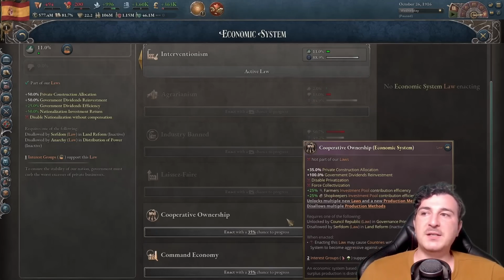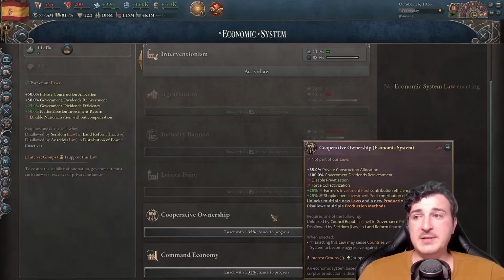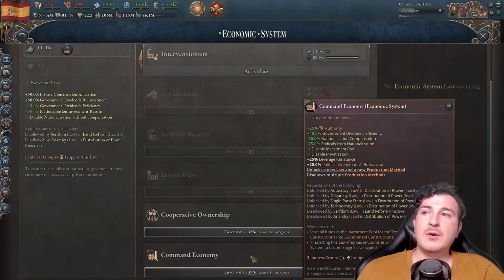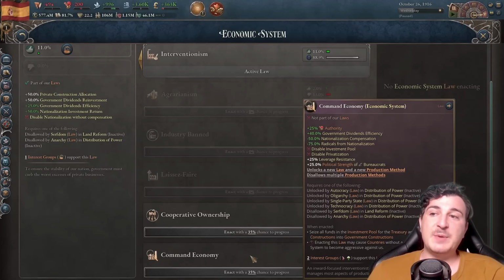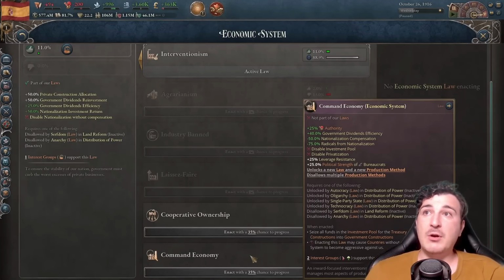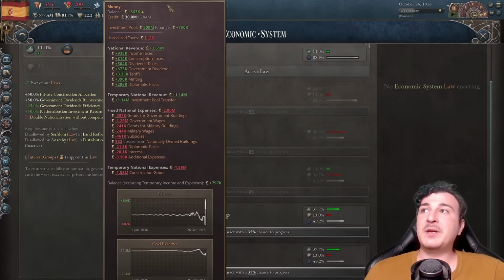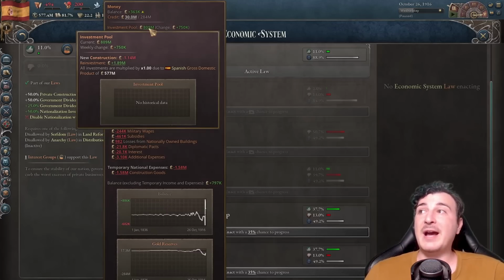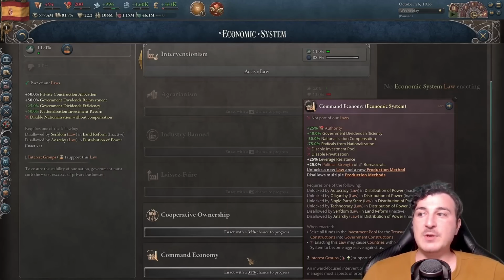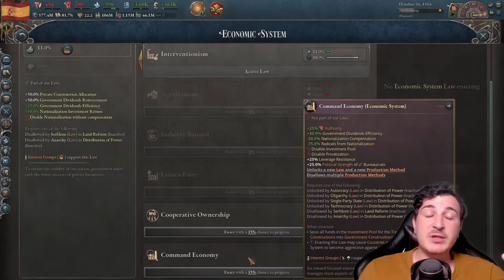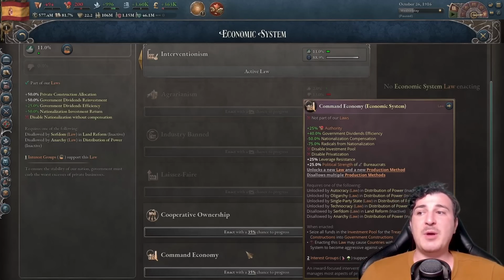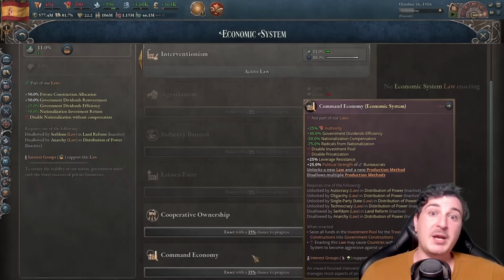Cooperative ownership is basically the communist version of an economy, not the greatest of ones. And then command economy is where you essentially take direct control of the entirety of the economy, and all of the funds in the investment pool will be taken by the government. So in my case here, I've got 809 million in the investment pool. I would get 809 million as my own money if I was to go command economy, and basically I would disable the investment pool as well as the private sector would disappear altogether. You get some authority bonus, efficiency for government dividends. This is actually not a bad legislation, to be honest. If you know what you're doing and you know how to play the game, this is actually extremely overpowered, and it's pretty hard to get because it is pretty overpowered.